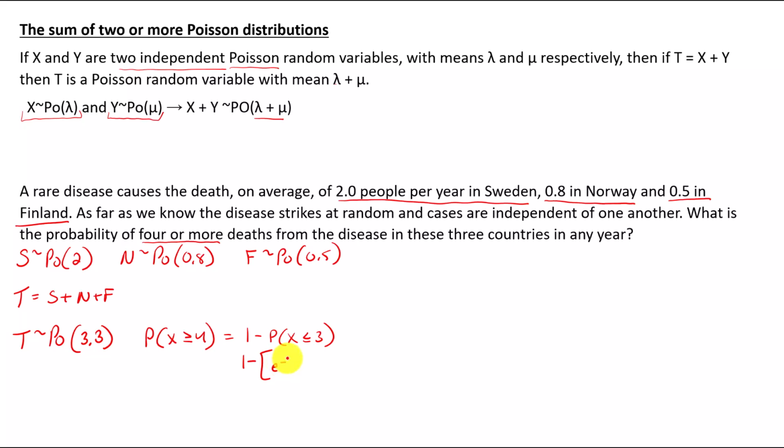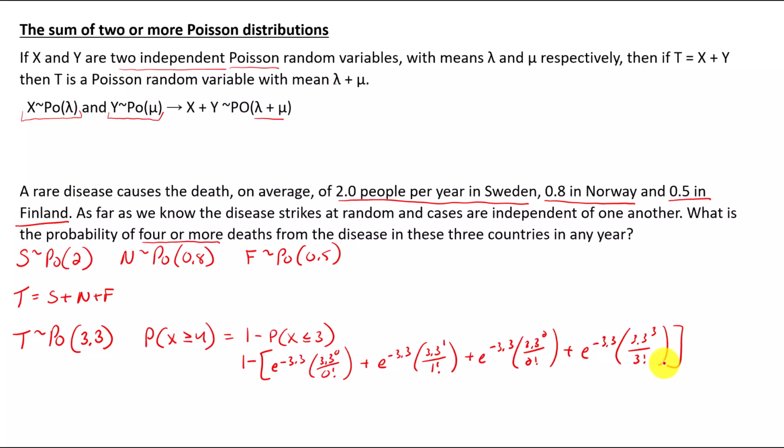So we're going to have e to the negative 3.3 times 3.3 to the 0 over 0 factorial, plus e to the negative 3.3 times 3.3 to the first, we can't skip that one, over 1 factorial, plus e to the negative 3.3 times 3.3 squared over 2 factorial. I know you get the idea. So this one is going to be 3.3 cubed over 3 factorial. And you're going to do all of that very carefully and then subtract your answer from 1.